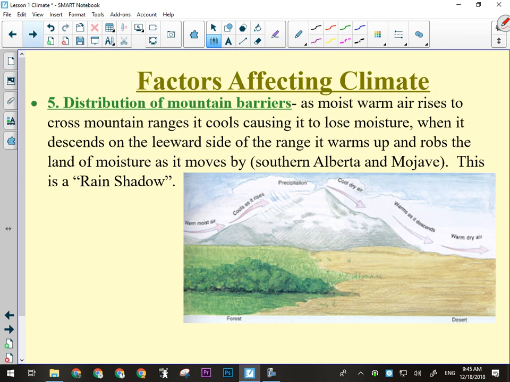Okay, distribution of mountain barriers. That's a big one for us. Where you are in relation to a mountain range can really affect your climate. For us, it means that it's dry. It also means that we get Chinooks. Because if you talk to somebody who's not from Alberta, like Leonardo DiCaprio, about Chinooks, they don't know what they are because they don't experience them.